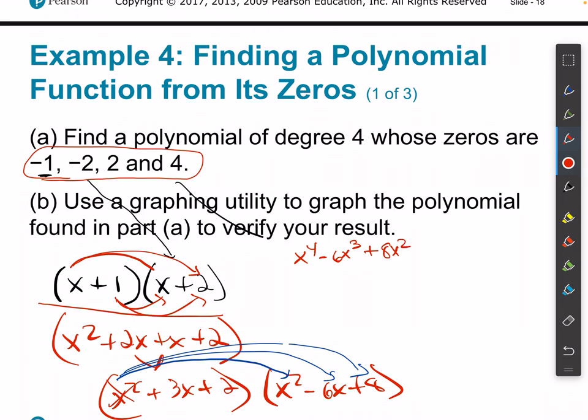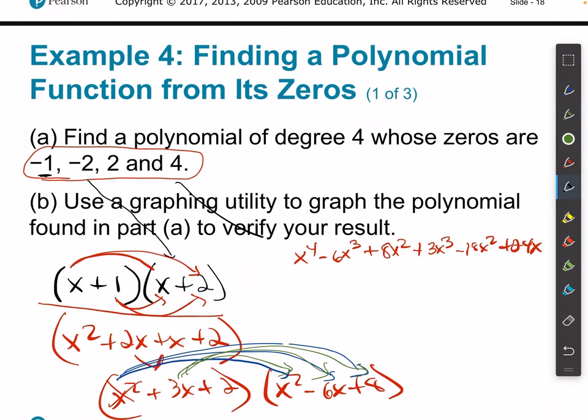So then I'm going to take 3x times x squared, which would be plus 3x to the third. And then 3x times negative 6x is negative 18x squared. 3x times 8 would be plus 24x. So again, what am I doing? I'm taking the middle term and I'm distributing it to all three pieces.